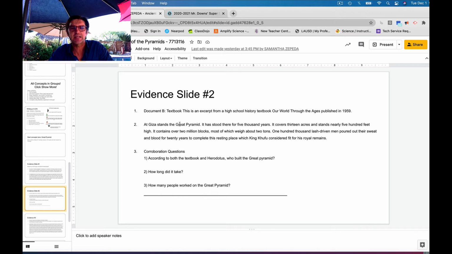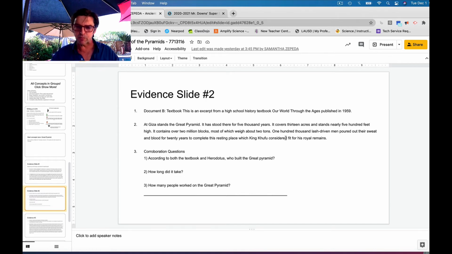At Giza stands the Great Pyramid. It has stood there for 5,000 years. It covers 13 acres and stands nearly 500 feet high. It contains over 2 million blocks, most of which weigh about 2 tons. 100,000 lash-driven men poured out their sweat and blood for 20 years to complete this resting place, which King Khufu considered fit for his royal remains.